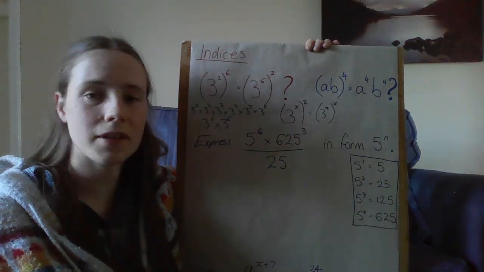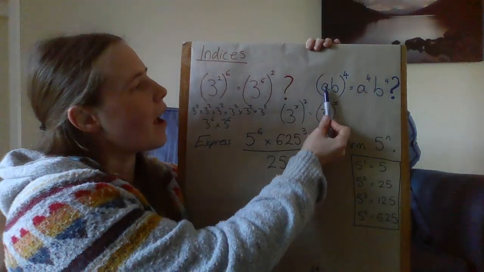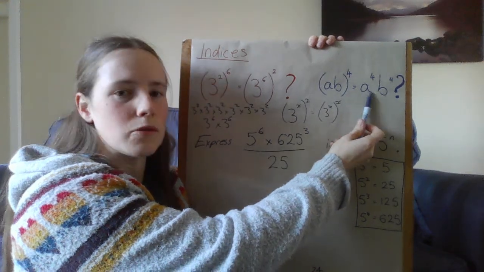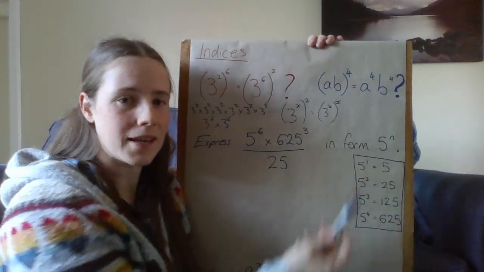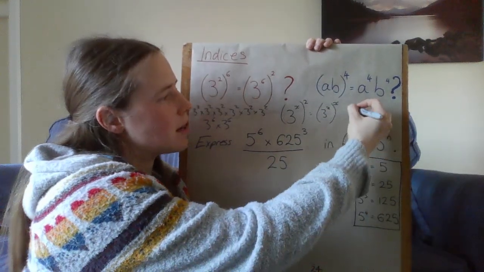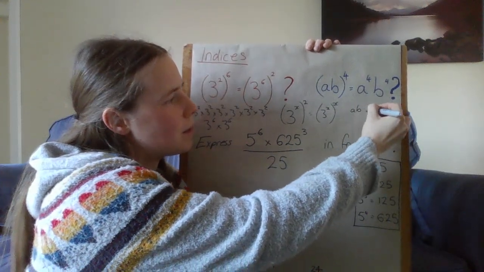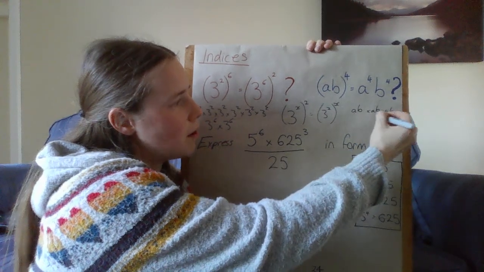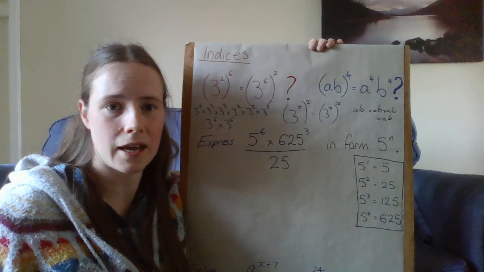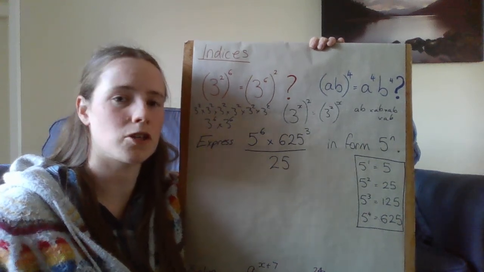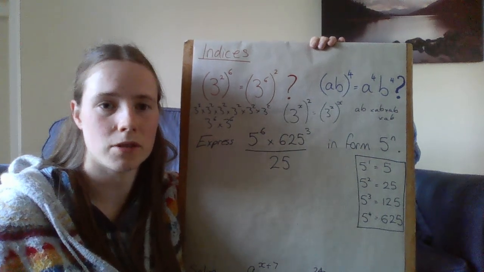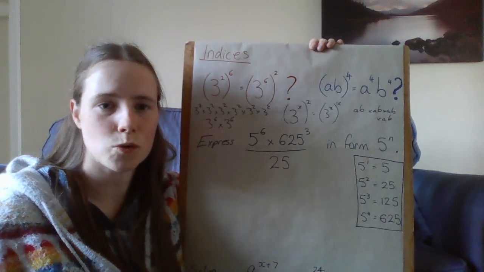Okay. Another thing to mention, if I have ab to the power of 4, is that the same as a to the 4 b to the 4? Yes, it is. The reason for that is ab to the 4 is the same as ab times ab times ab times ab, which is the same as a times a times a times a times b times b times b times b, because you're allowed to shuffle the order of multiplication around because it's commutative. Okay, so yes, that's also true.